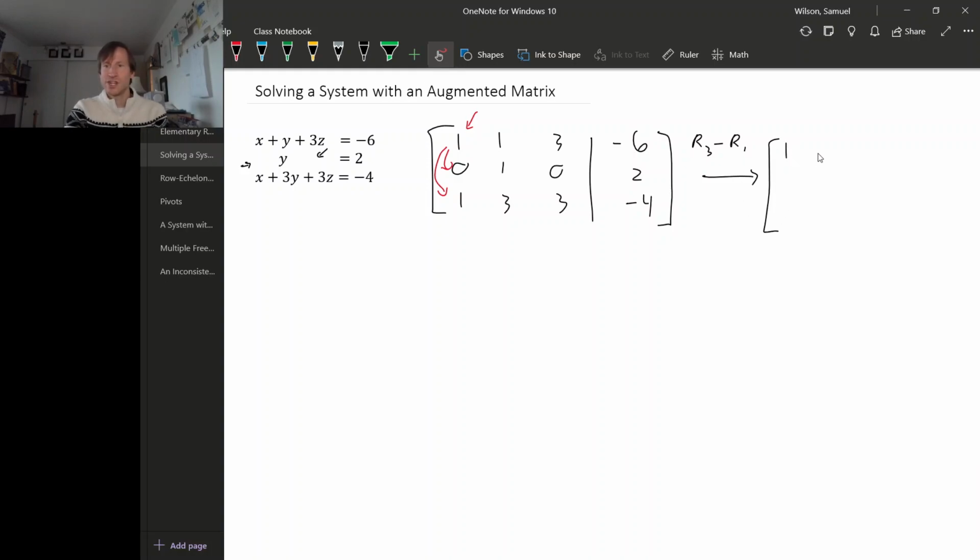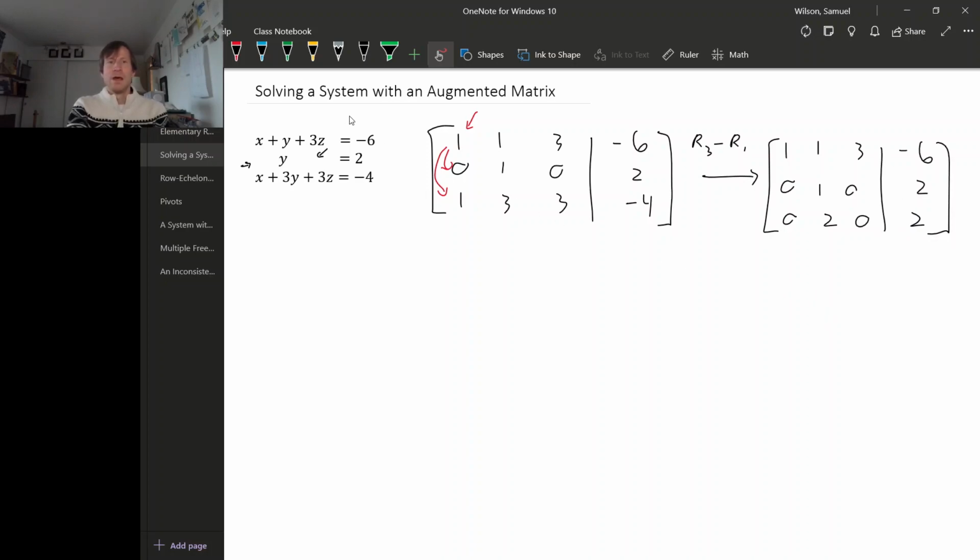So this doesn't change the first row, 1, 1, 3, minus 6. Doesn't change the second row, 0, 1, 0, 2. And then the third row, so remember third row is going to be third row minus first row. So 0, 2, 0, so third row minus, so plus 2, like this.